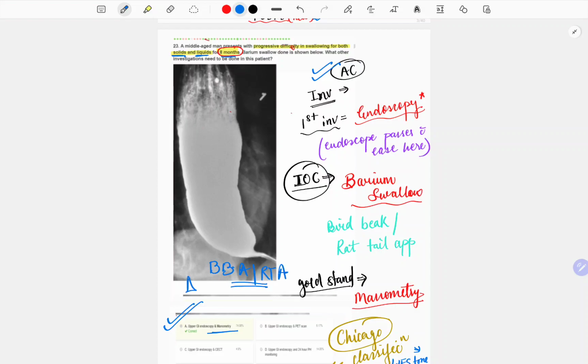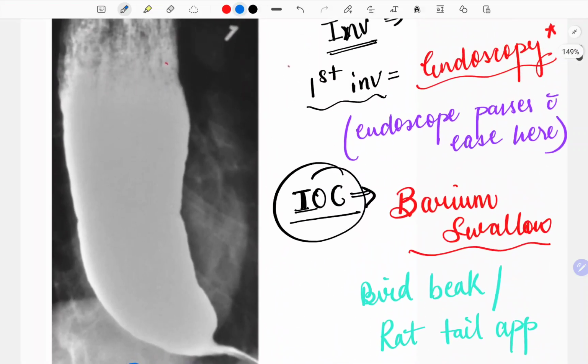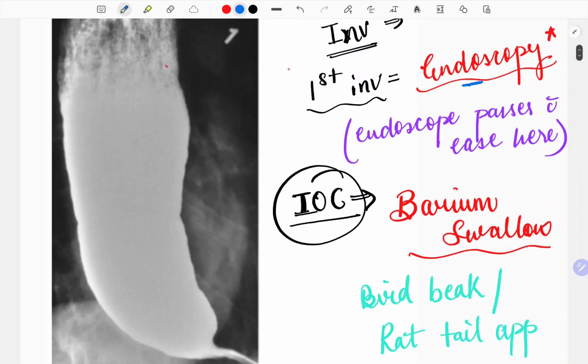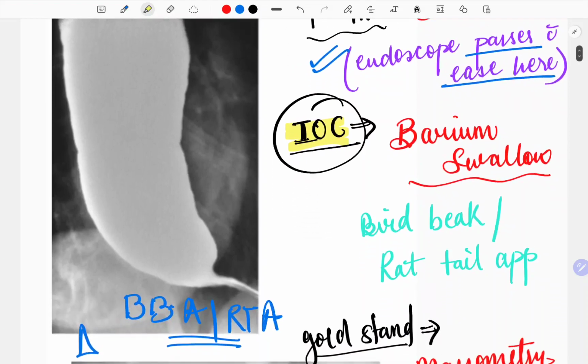So the diagnosis is achalasia cardia, and since barium swallow has been done, the next investigation will be endoscopy and manometry. Now let's quickly look at the investigations of achalasia cardia. The first investigation we do is endoscopy. So the endoscope will be easily able to pass through the sphincter. The investigation of choice is the barium swallow, where you will find the bird beak or the rat tail appearance.